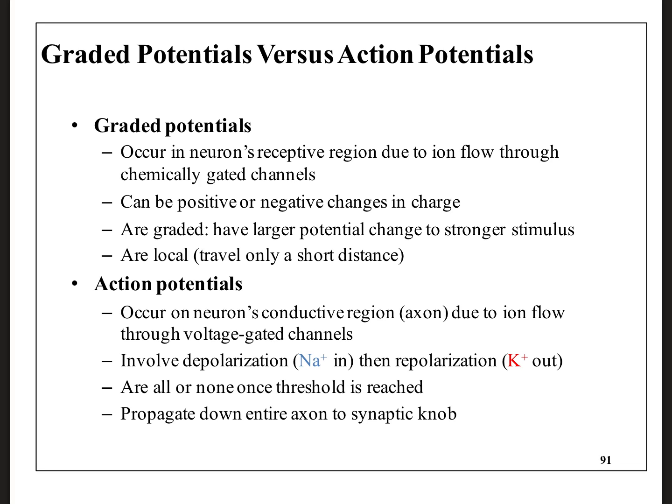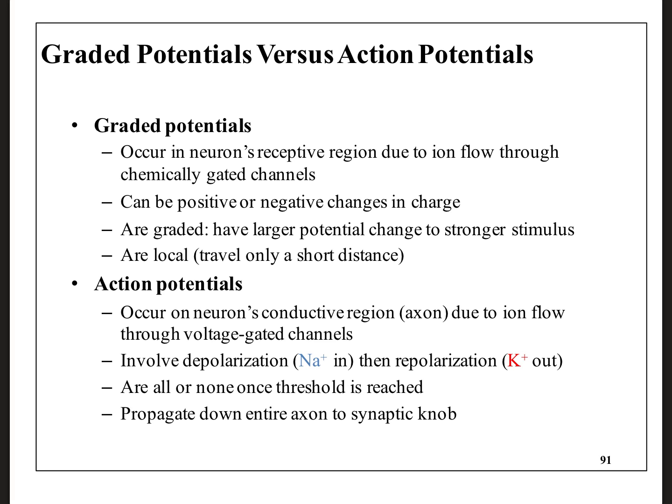Now, I've told you the difference between graded potentials and action potentials. Graded potentials are local potentials. They are present in one area. An action potential goes from the initial segment all the way down the conductive segment to the axon, so it travels, all right? Graded potentials only happen in the receptive segment, right? Because of ion flow, due to the types of channels that are present in the receptive segment.